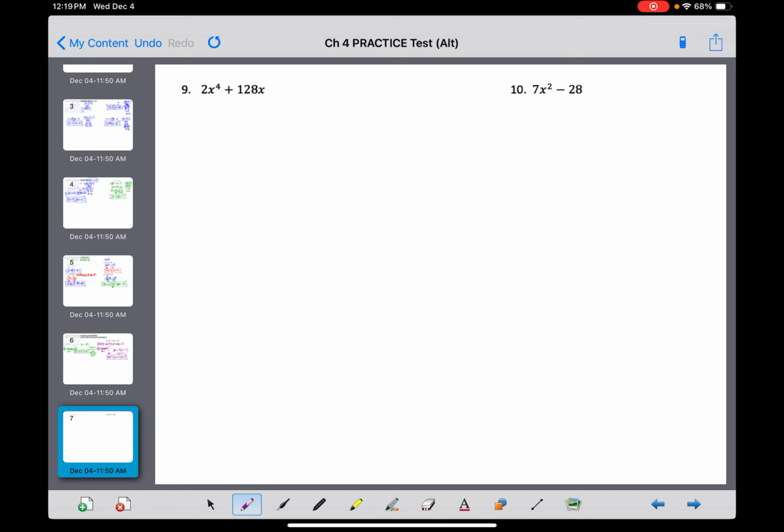All right, number 9. I only have 2 terms, but I should still look for a GCF first. And what I see is, well, 2 and 128 are both even, so for sure I can take out a 2. They also both have x's, so I can take 1x out since 128x has only 1x. So my GCF will be 2x. What will be left in my first term will be x cubed. What will be left in my second term will be positive 64. All right, now I have to factor x cubed plus 64, which is a sum of cubes.